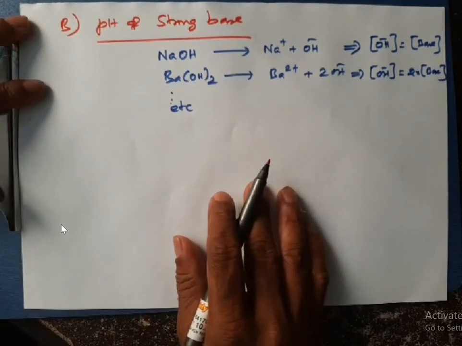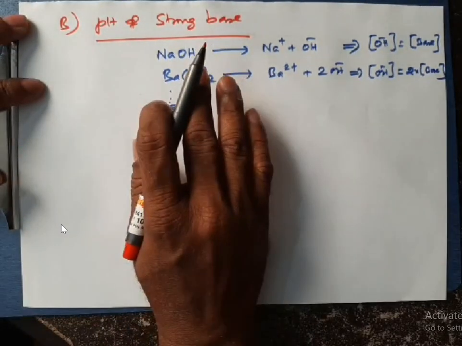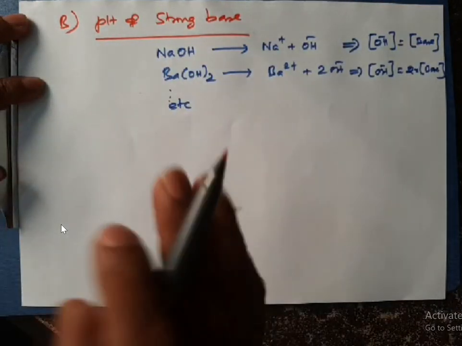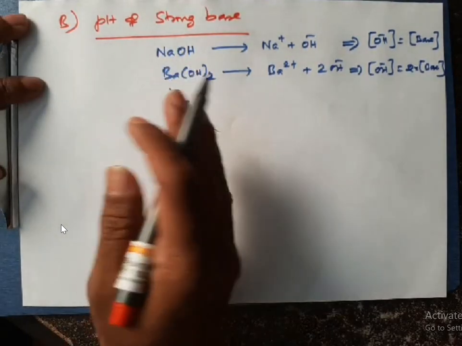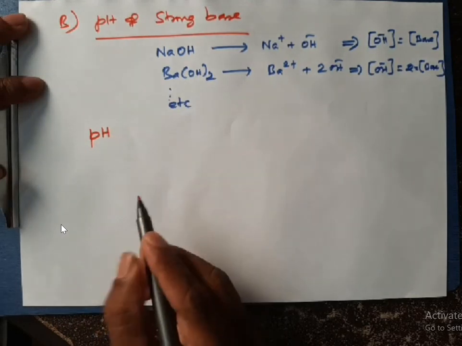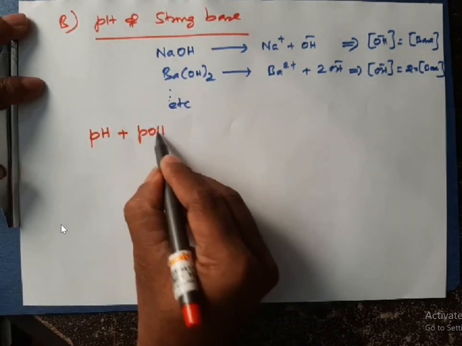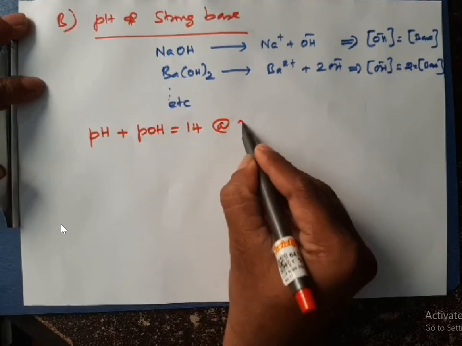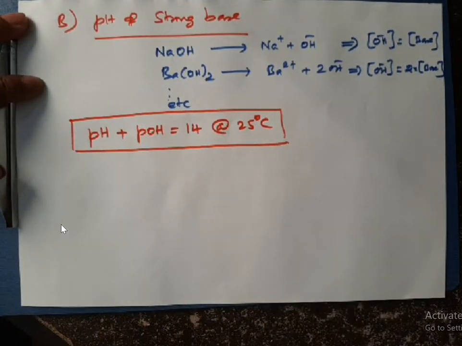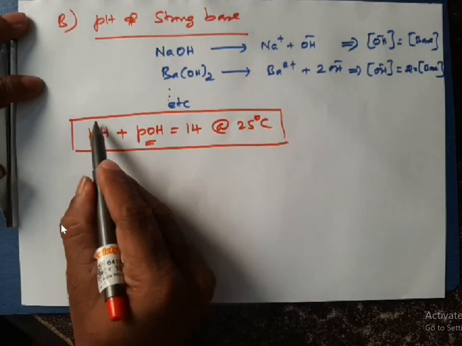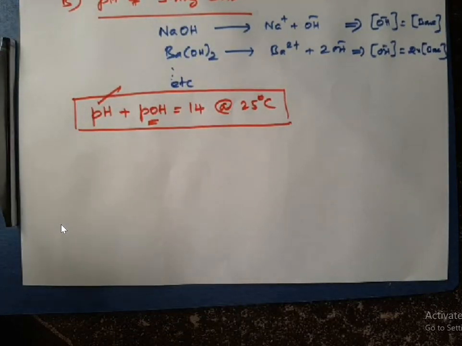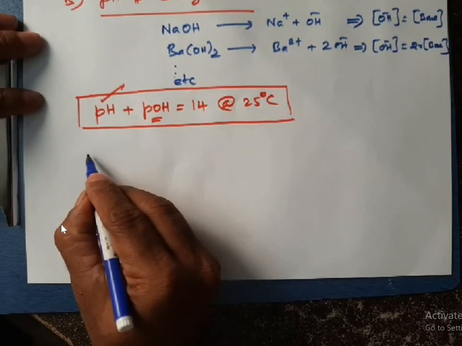For basic solution, what we should do? We should calculate concentration of OH minus ion, and using that you can calculate the pOH. After knowing pOH, you can calculate the value of pH. Because we know very well, at 25 degrees Celsius, pH plus pOH equal to 14. So, if you know the value of pOH, you can calculate the value of pH from that. So, how to do that? Let me carry out one calculation here.